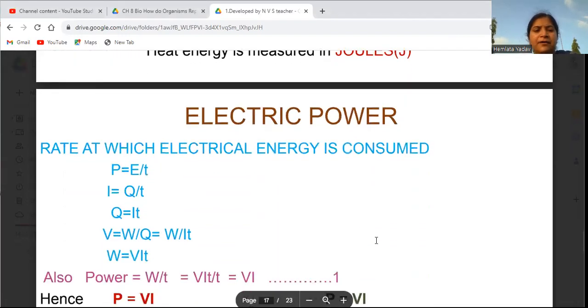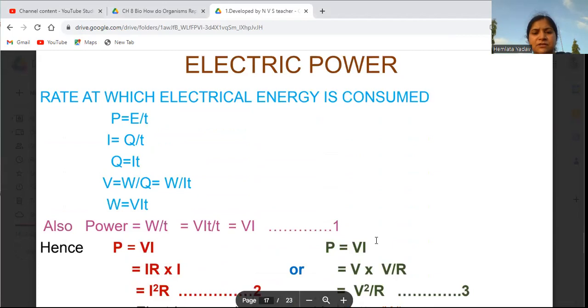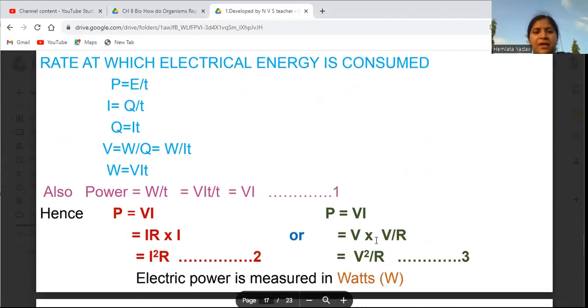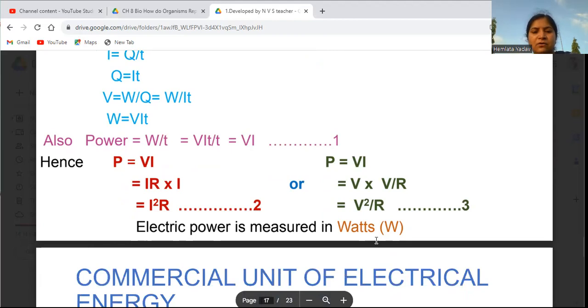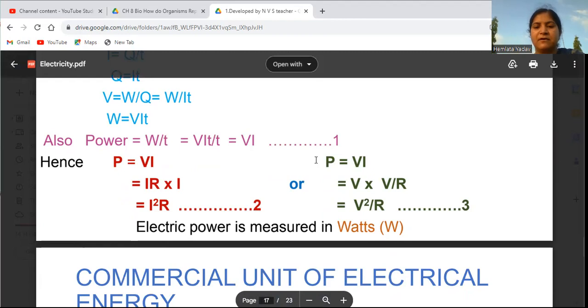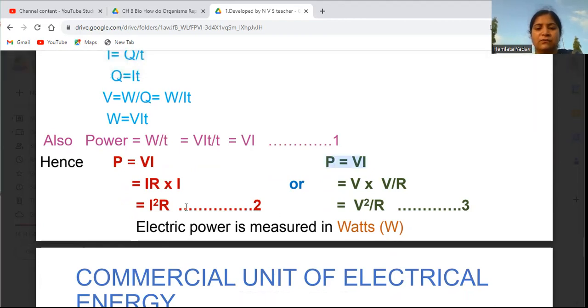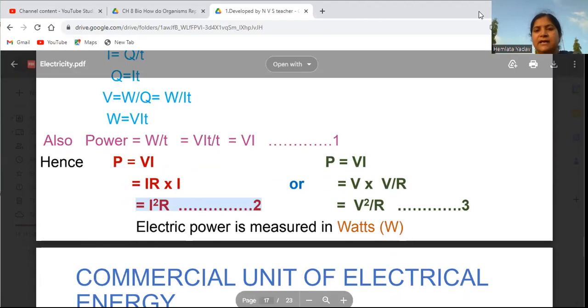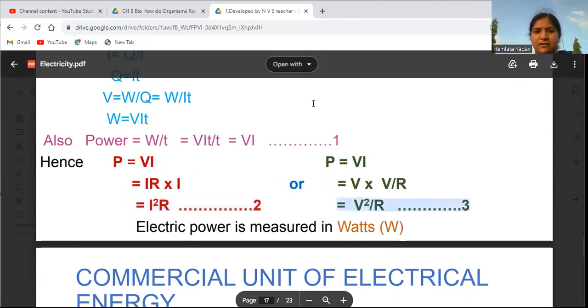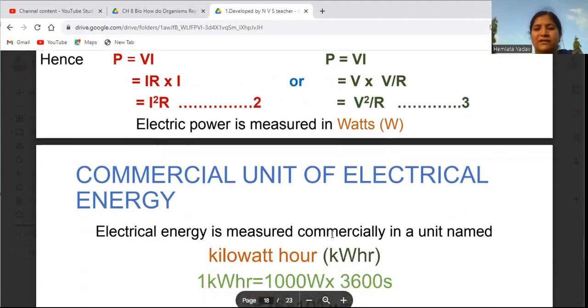Electric power is the rate at which electric energy is consumed. Power is equal to energy by time. I is equal to Q by T, and Q is equal to IT. V is equal to W by Q, which is W by IT. So W is equal to VIT. Power can be written in various formulas: power is equal to VI, and we can also find other formulas like I square R and V square by R. Electric power is measured in watts, W.